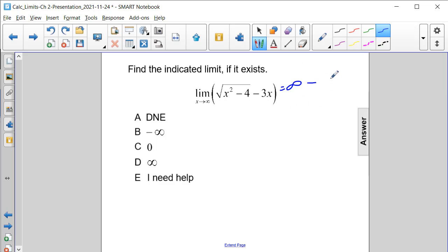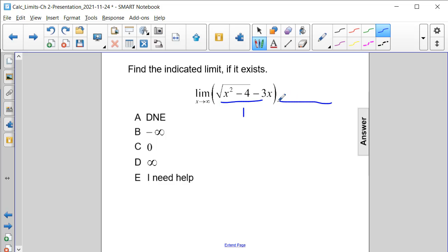3 times a very high number, which will be infinity. And we can't evaluate infinity minus infinity. It's not equal to 0. So in order to find this limit, we have to begin by multiplying this function by the conjugate of itself.